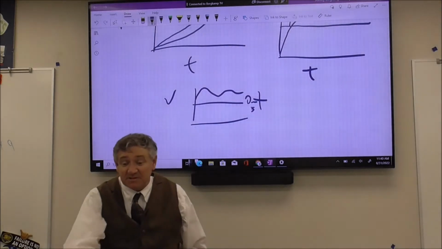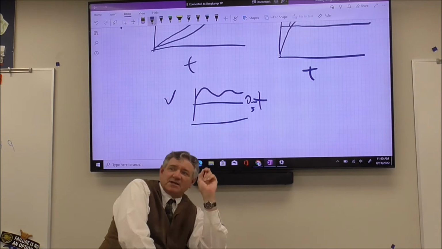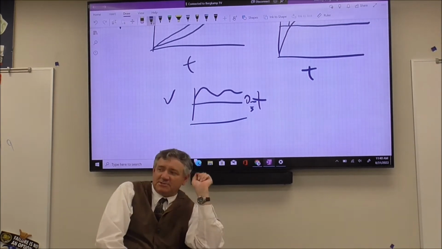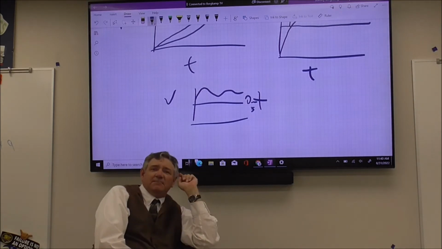So just because, and I'm going to tell you this straight up, I'm going to ask you this question. It's going to be a true or false question. If the slope of a velocity time graph changes sign, you change direction. I promise you, I'm going to give you that question on the test, straight up, just like that.